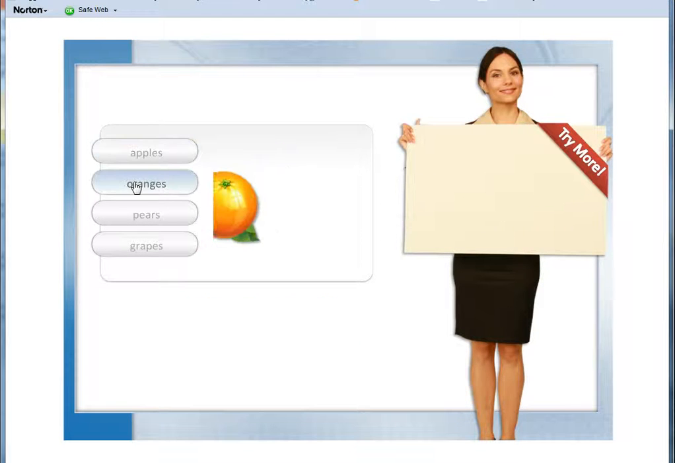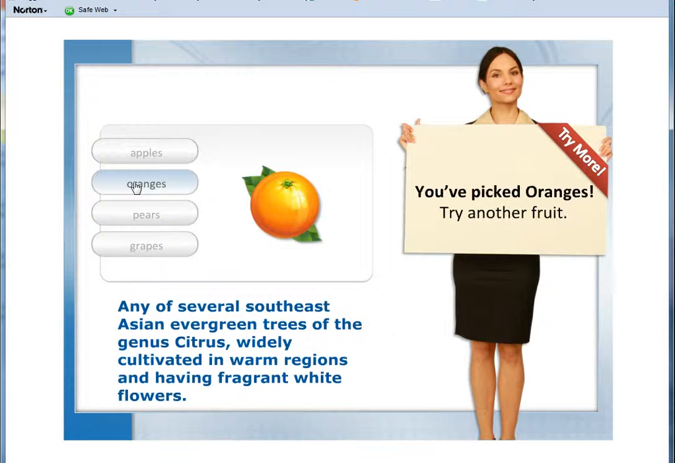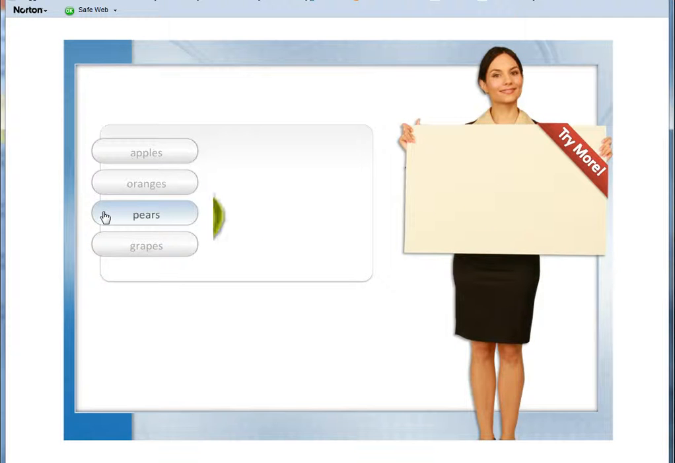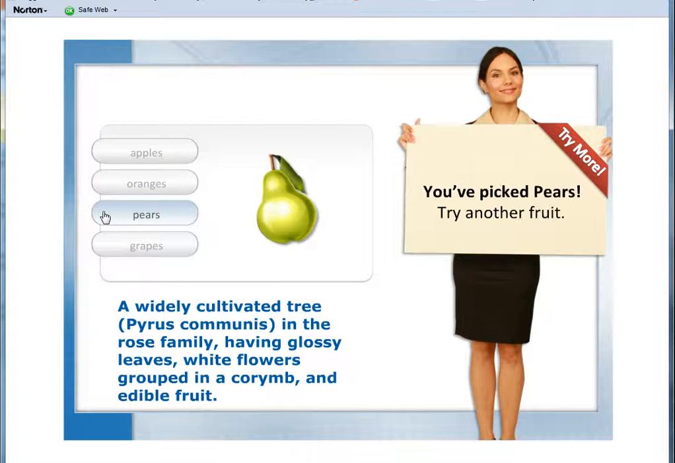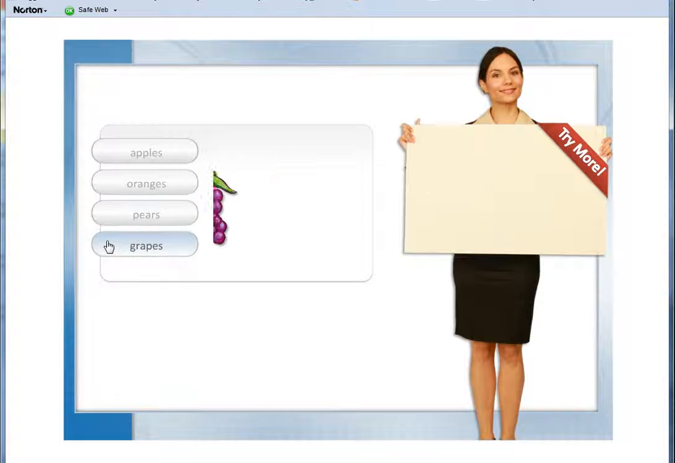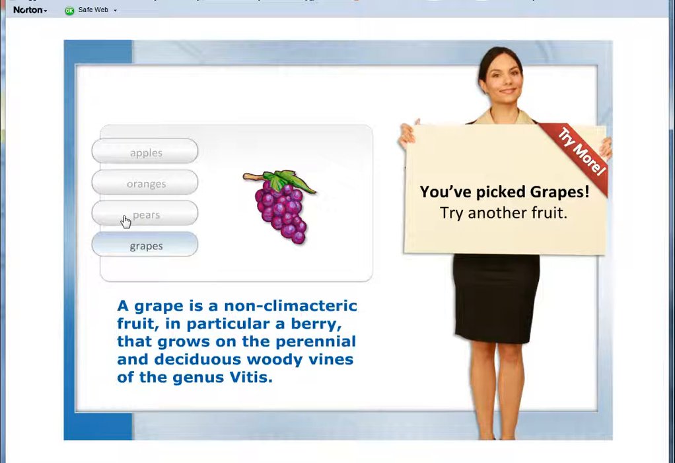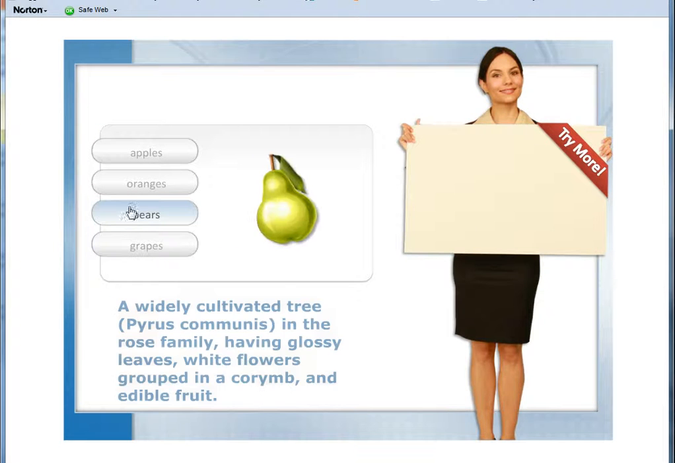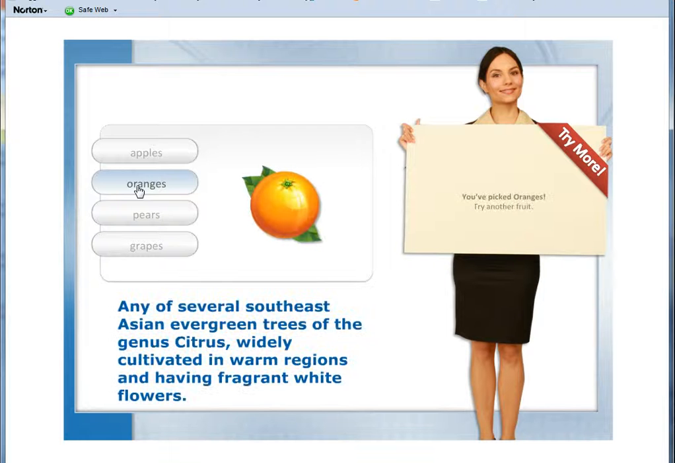If I click oranges, notice how the orange just kind of slides out, sneaks out from underneath those buttons, and the same type of information appears. So pay attention here when the pear comes out. Again, it's kind of sliding out from underneath those buttons. So each one operates that way. You can go back and select each one again. So let me show you how I created this in PowerPoint.